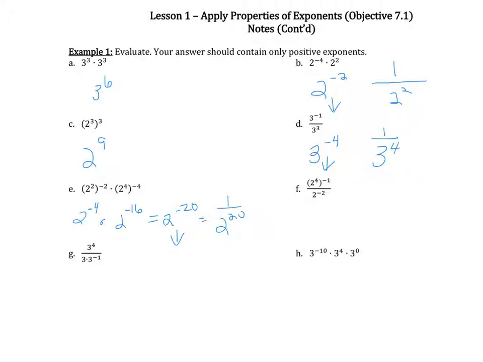So question F is really similar. We're going to start by multiplying on top, and then we're going to subtract. So negative 4 minus negative 2 is negative 2. It's negative, so we drop it down.